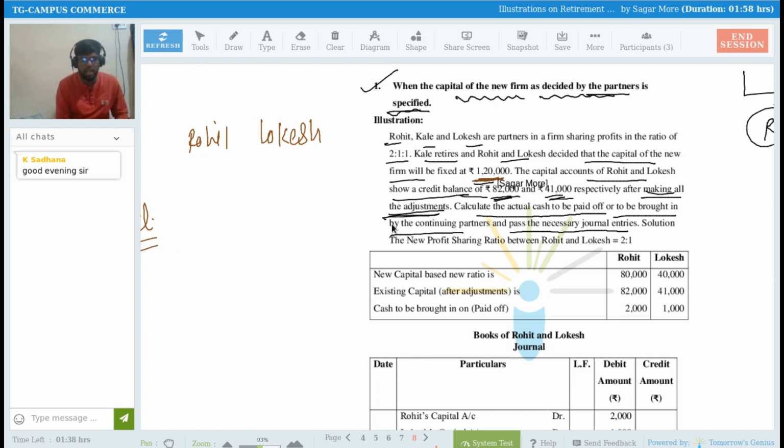1,20,000 will be the capital of the firm, and I am going to distribute that as per their new profit sharing ratio. So what is the new profit sharing ratio? If the new profit sharing ratio is not separately given in the question, then their old ratio becomes their new profit sharing ratio. We know that now. So what I will do is distribute 1,20,000 rupees in the ratio of 2:1. So what will be the answer?